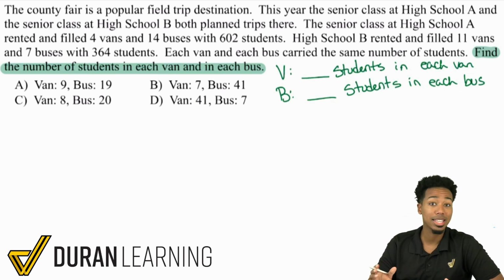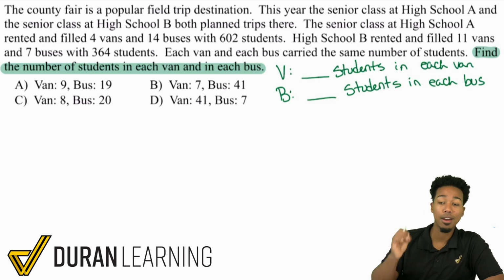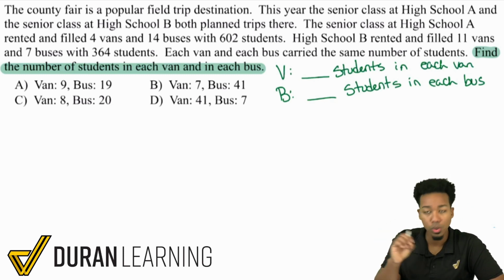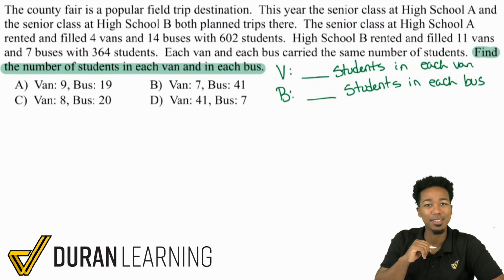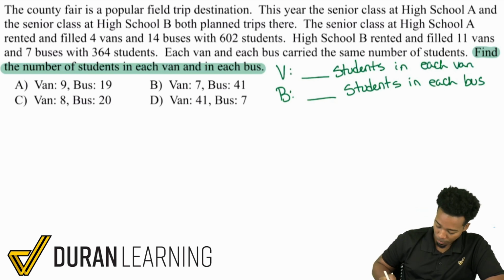So you should be looking at that, my party people, and understanding that if you have 2 things that you don't know with 2 relationships, that is automatically a system of equations. Got to get that in our heads here. So let's go ahead and set up this system, solve it, and let's have a good time. Here we go. So here's the relationship that I'm going to form here for high school A.